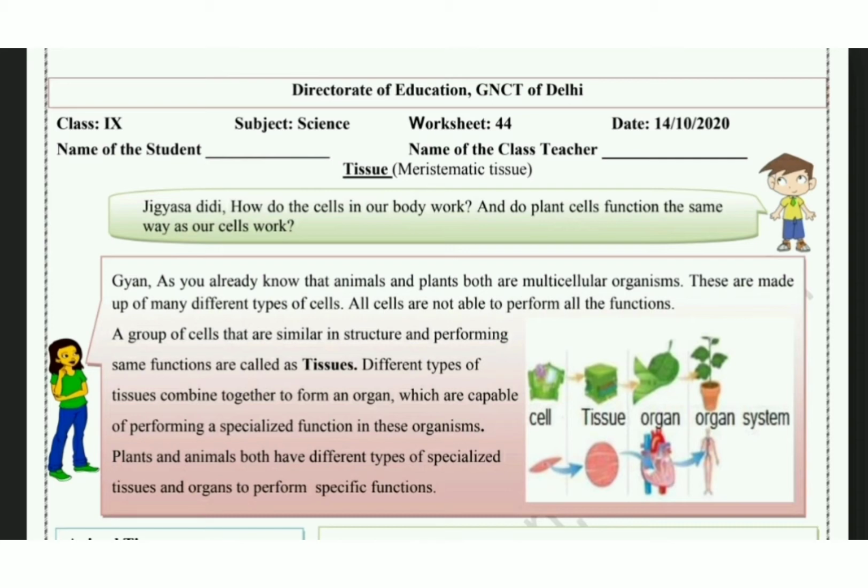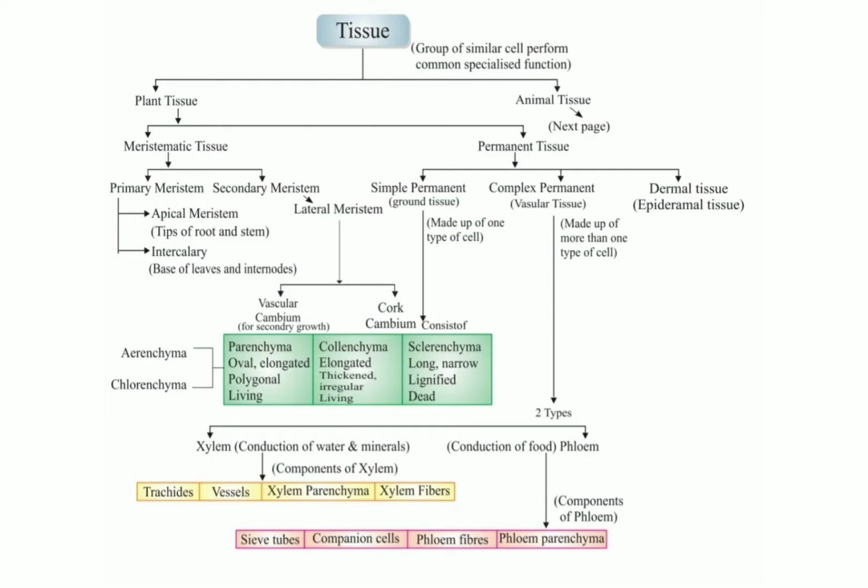They are made up of different types of cells, and all cells are not able to perform all functions. Now, a group of cells which are similar in structure and perform the same function are known as tissues. Now we will be seeing the different types of tissues which combine to form an organ, and this organ is capable of performing a specialized function. So plants and animals both have different types of special tissues, as we are seeing in the worksheet.